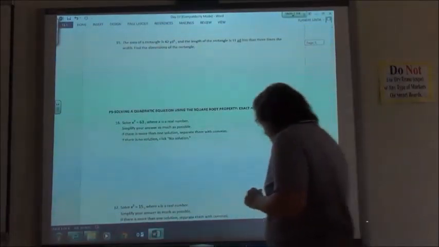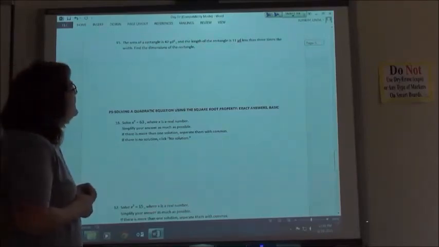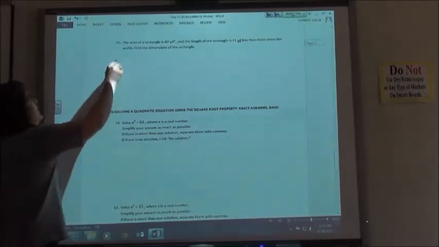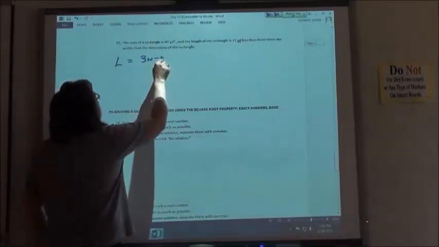And because they're not very creative, this looks almost the same. It says the area of my rectangle is 42 yards squared. The length of my rectangle is 11 yards less than 3 times the width. So, how am I going to show the length? 3W minus 11.